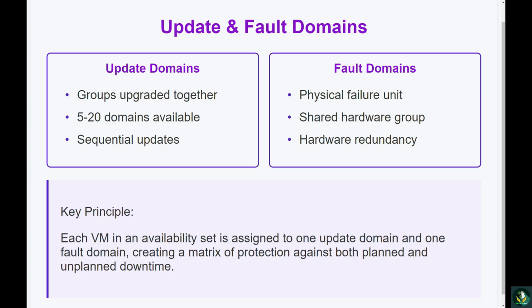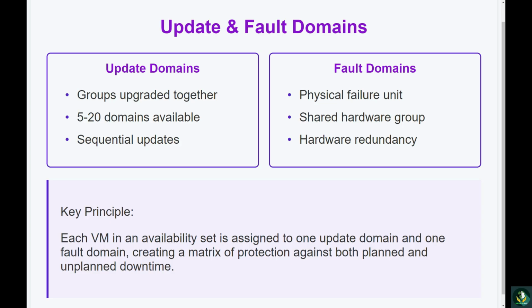Here are some best practices for working with update and fault domains. For update domains, plan your application architecture to handle one update domain being offline. Consider using more than the default 5 update domains for greater update granularity. Test your application's behavior during update domain rotations. For fault domains, always spread critical application components across multiple fault domains. Keep related services in the same availability set but different fault domains. Document your fault domain architecture for disaster recovery planning.